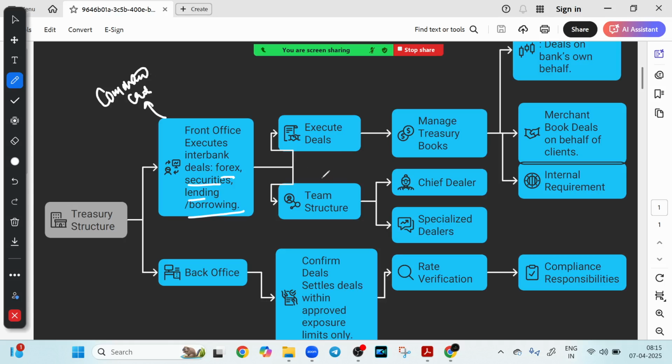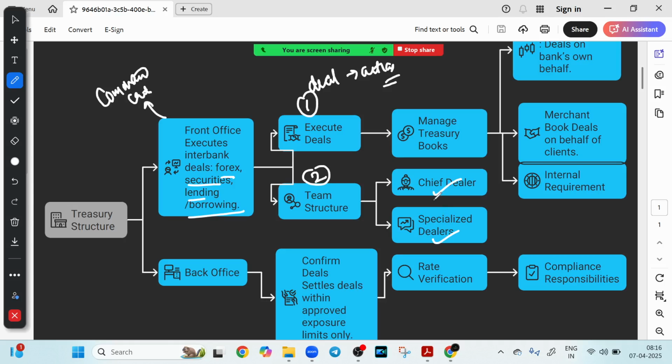What are the two key functions? The first is the execution of the deal, which means the deals initiated are put into action. And the second is team structure. Every great system needs a strong team. This includes the chief dealer, who leads the charge, and specialized dealers who focus on a specific market segment. You must know that it consists of a chief dealer who leads, and specialized dealers.